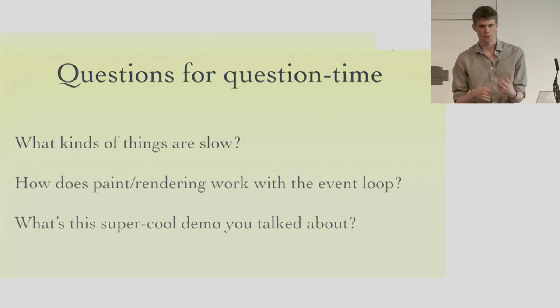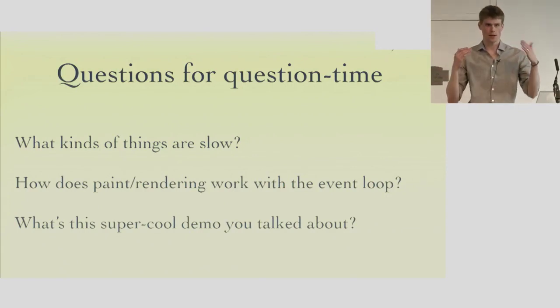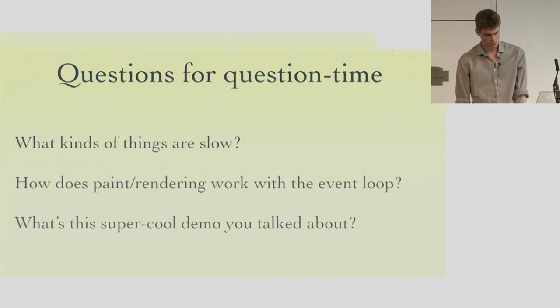Kind of another question. So your browser only refreshes at 60 frames a second. But the event loop can tick much, much faster than that. So how does the event loop ticking interact with your browser actually repainting?